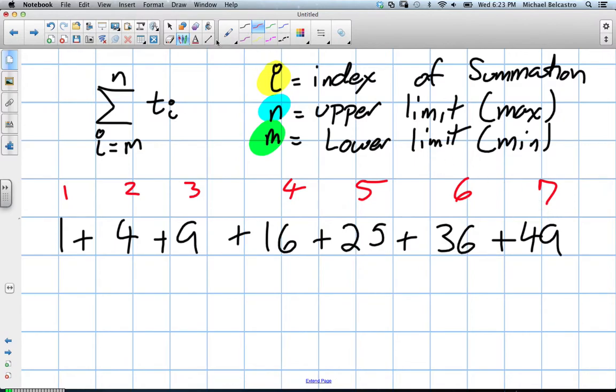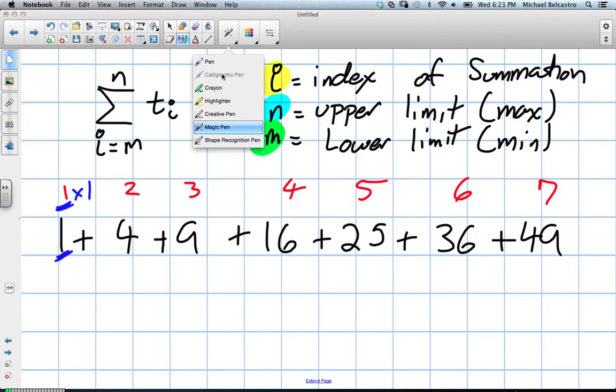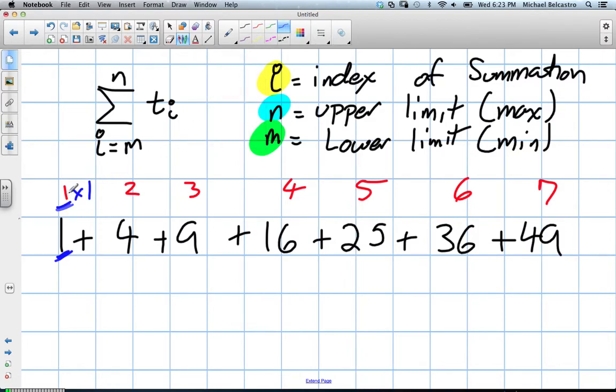Okay. Do you see any similarities between the term itself and the actual value, the multiple of itself that equals that number? So what would I multiply 1 by to get 1? 1. Okay. And what would I multiply 2 by to get 4? 2. Yeah. 3 by? 3.